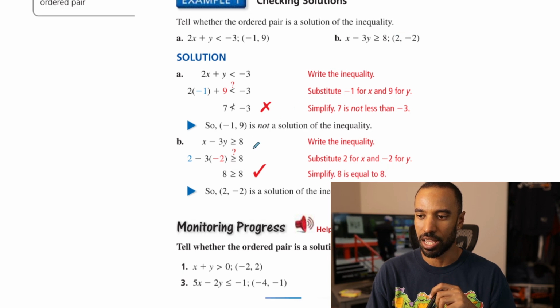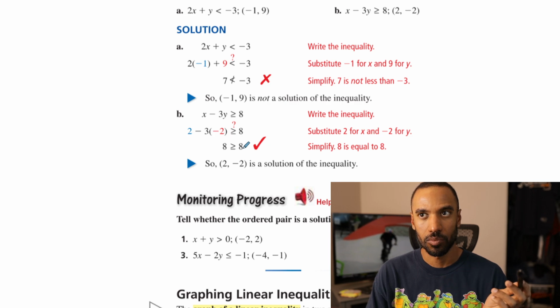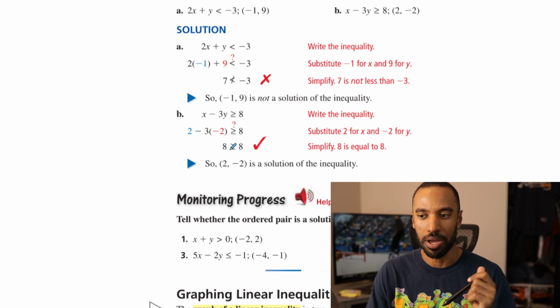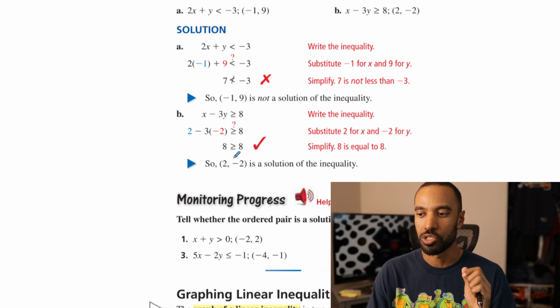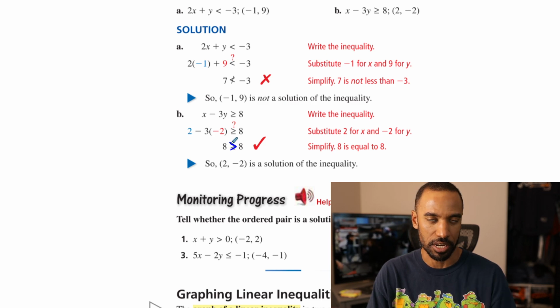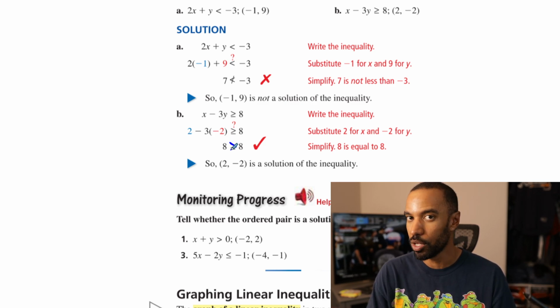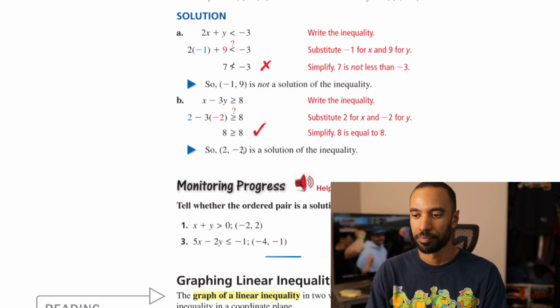Let's plug in 2 for x, -2 for y. You get 8 on this side and 8 on that side. Well, as long as it's greater than, nope, as long as it's equal to, yup. So as long as it's equal to, it looks like it works out. So this is a solution. If this said greater than only, and remember, they gave us the inequality, it wouldn't be true. But because it's also equal to, it does work out.